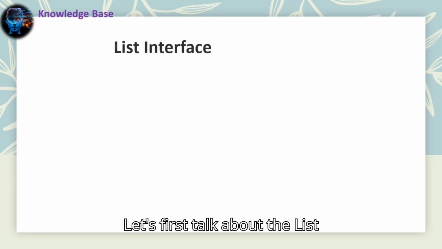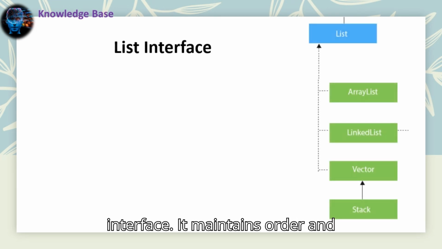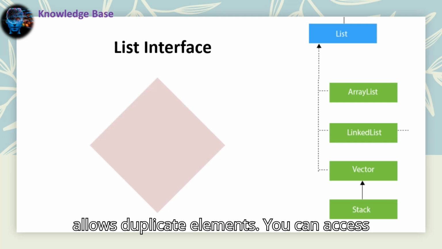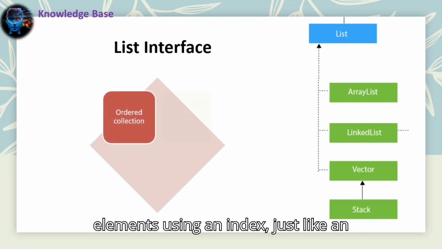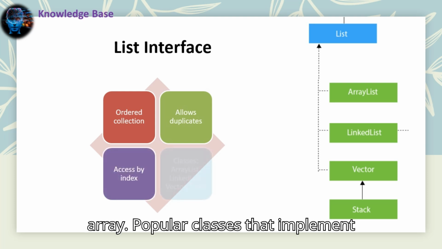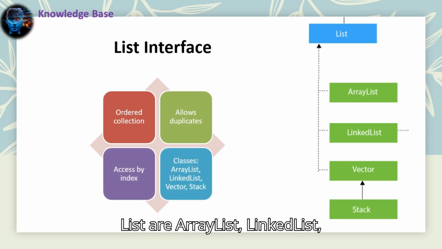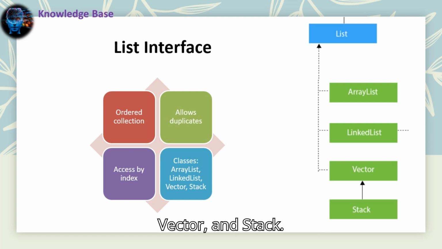Let's first talk about the List interface. It maintains order and allows duplicate elements. You can access elements using an index, just like an array. Popular classes that implement List are ArrayList, LinkedList, Vector, and Stack.